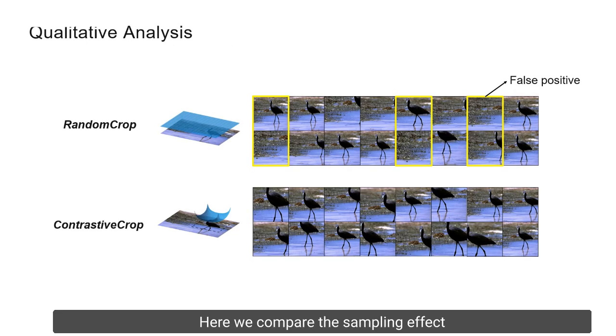Here, we compare the sampling effect of the two cropping strategies qualitatively. Applying random crop twice results in some false positive pairs, which are marked in yellow. Our contrastive crop largely avoids such bad cases while maintaining a large variance between positive views.